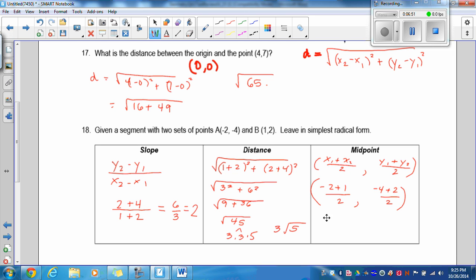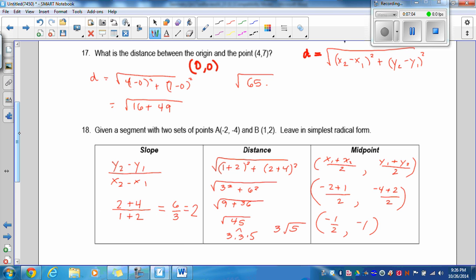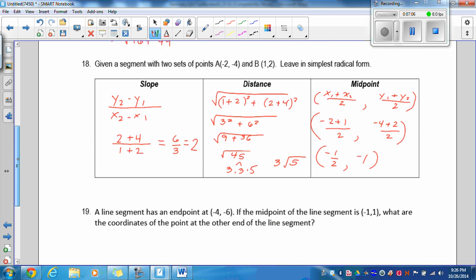So I have negative 1 half and negative 2 over 2, which gives me negative 1. So there is my ordered pair for 18.